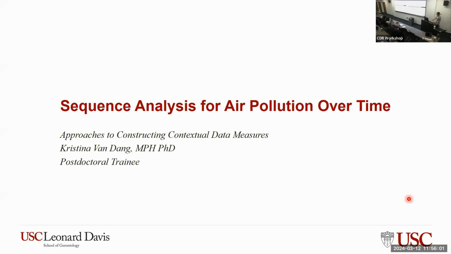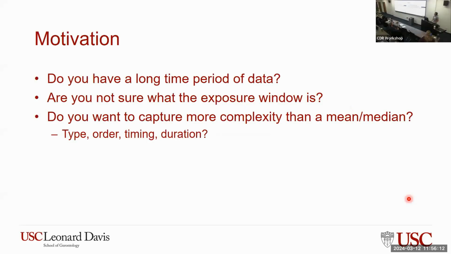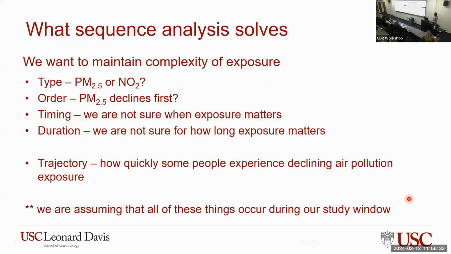Okay, I'm going to keep this out in case you can't hear me. So I am going to be talking about sequence analysis for air pollution over time. Here are a couple of motivating questions from my dissertation to help you think about your data. If you have a long history of data, are you not sure what the exposure window is, and do you want to capture more complexity than a mean or a median, things like type, order, timing, duration? Sequence analysis can maybe solve this problem. For my dissertation research question, I was looking at air pollution and cognition and Alzheimer's disease and dementia.